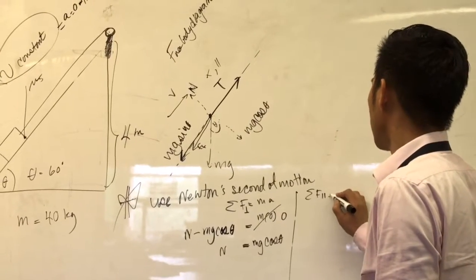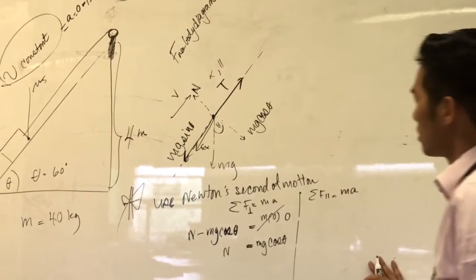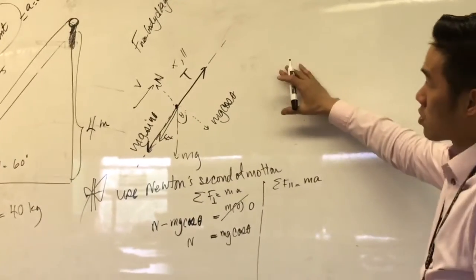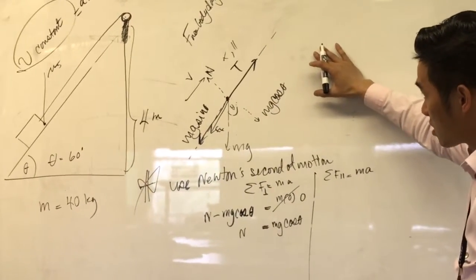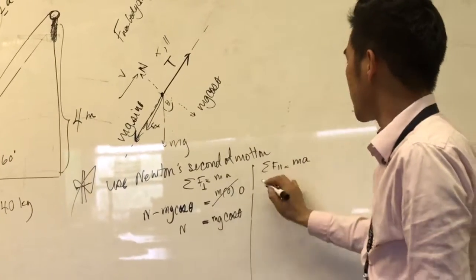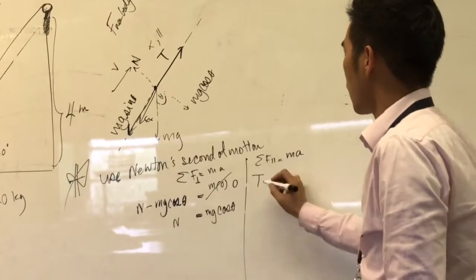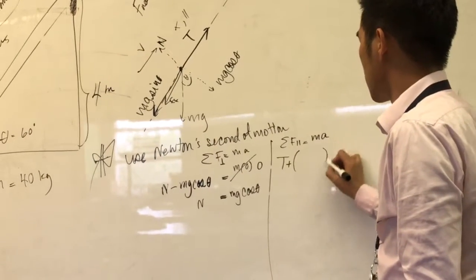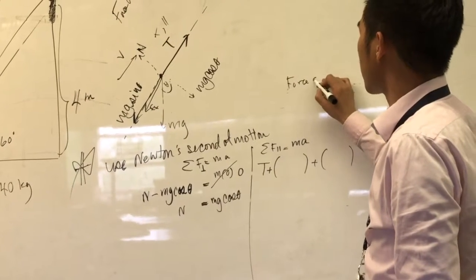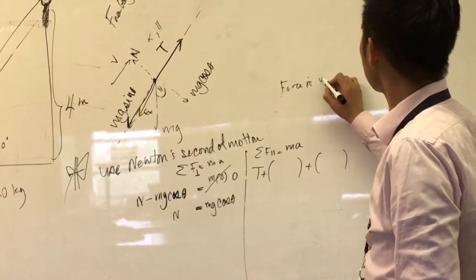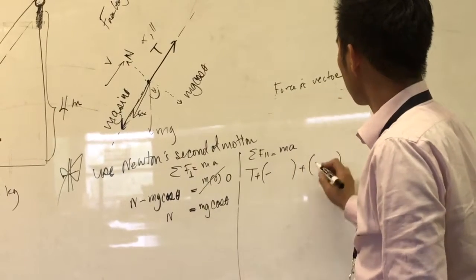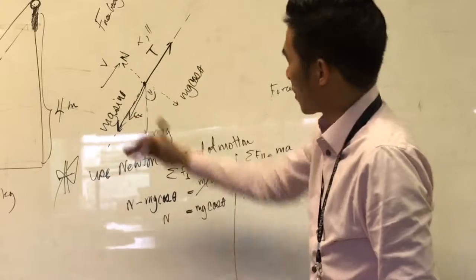So I'm going to do the parallel direction. This is ma. Let's talk about all the forces acting upon this box. How many forces do we have? Three. What's the first force? The force of tension, T. Since force is a vector, tell me the direction. Negative, and negative, because they're going that way.